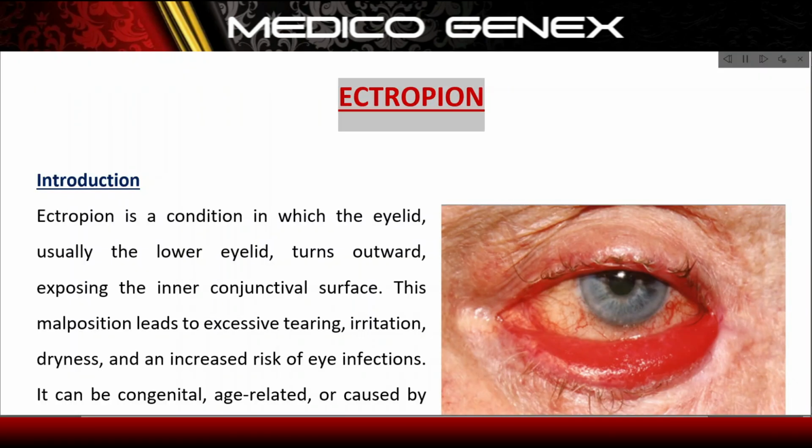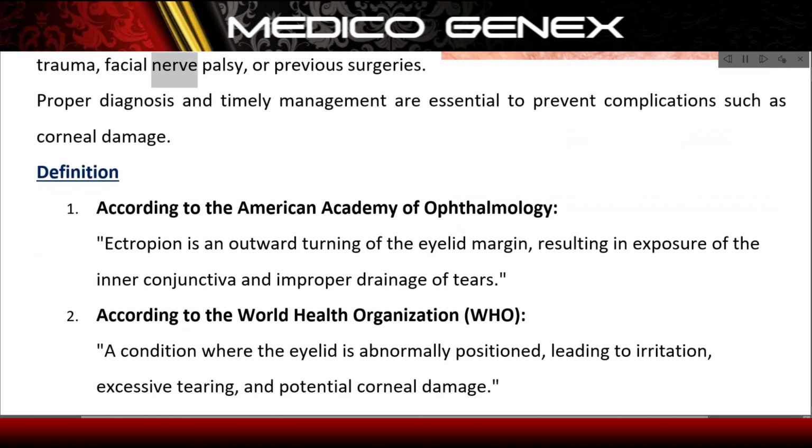Ectropion. Introduction. Ectropion is a condition in which the eyelid, usually the lower eyelid, turns outward, exposing the inner conjunctival surface. This malposition leads to excessive tearing, irritation, dryness, and an increased risk of eye infections. It can be congenital, age-related, or caused by trauma, facial nerve palsy, or previous surgeries. Proper diagnosis and timely management are essential to prevent complications such as corneal damage.